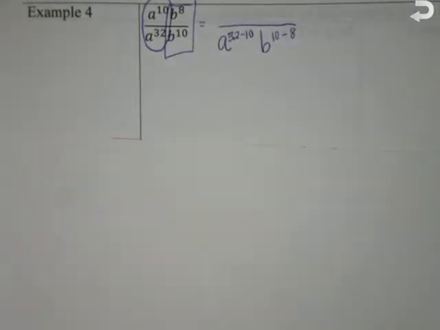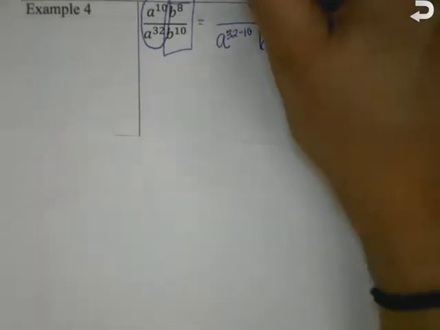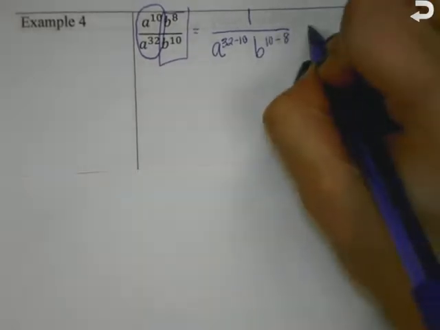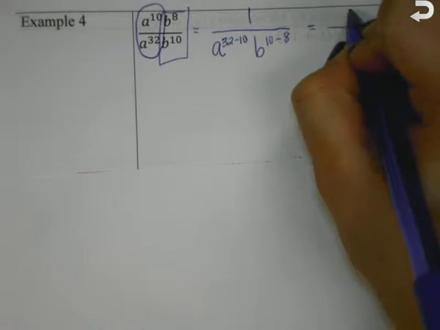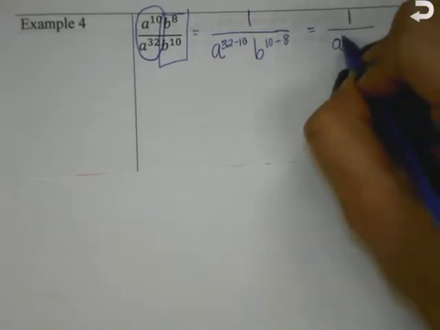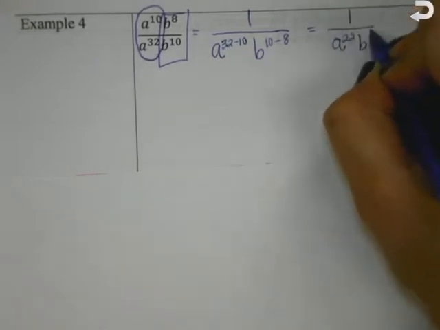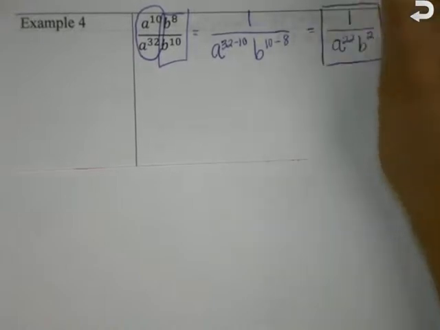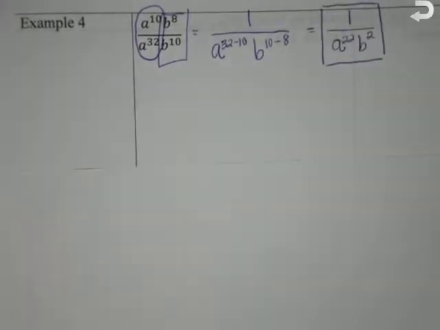Let's simplify our answer because this is definitely not a complete answer. That's going to give me 1 over a to the 22nd, b to the 2nd, and that's your answer. Can you raise your hand if you got that correct? Awesome. Great job, guys.